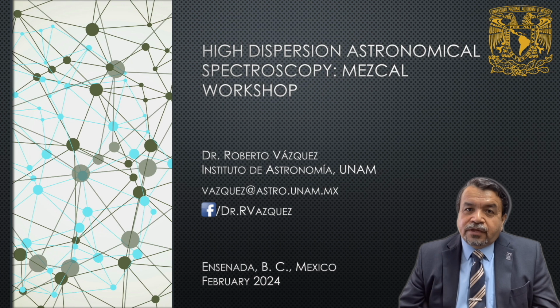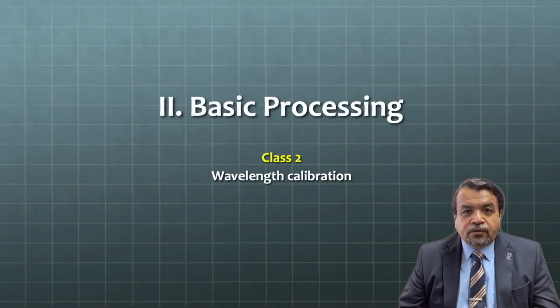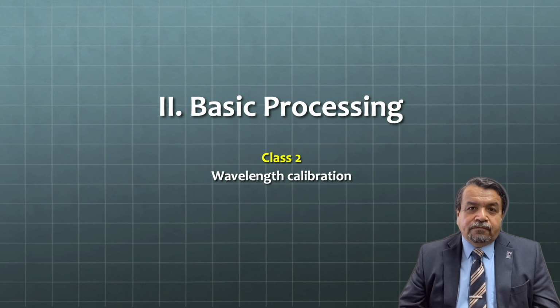We will continue with our Mezcal workshop, focusing on the use of the Mezcal spectrometer located at the National Astronomical Observatory of San Pedro Martyr. This instrument allows us to study the kinematics of gaseous objects such as planetary nebulae with the aim of obtaining their morphokinematic structure. Following that, we will proceed with the basic processing, which in this instance involves the calibration of the wavelength in our spectra, ensuring accurate measurements and precise analysis.